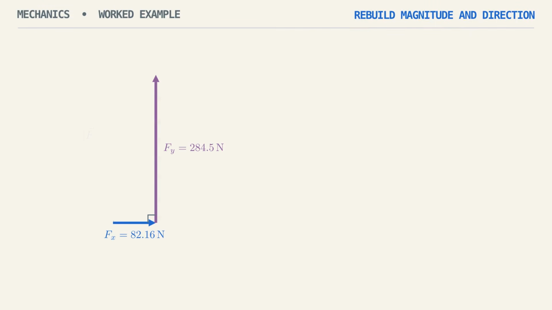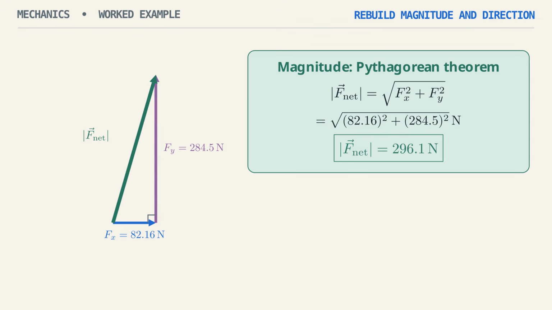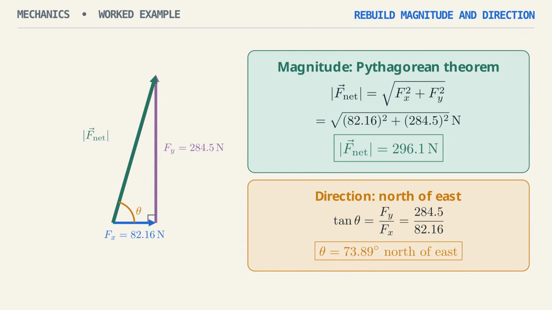The resultant components form another right triangle. Its magnitude is the hypotenuse, so the Pythagorean theorem gives the square root of 82.16 squared plus 284.5 squared. The magnitude is 296.1 newtons. The requested direction is measured from east toward north. Tangent is rise over run, so tangent theta equals the y component divided by the x component. Inverse tangent gives 73.89 degrees north of east. Both components are positive, so this first quadrant angle matches the diagram.